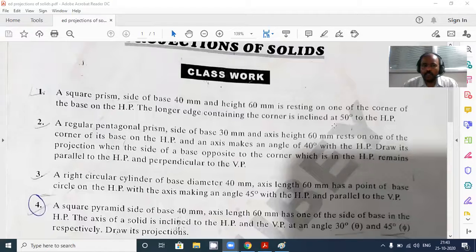Now I am sharing the screen again. Now let us see the sum. First sum: a square prism of side of the base 40 mm, height 60 mm, resting on the corner of the base on the HP. So let us see how it is resting. It is said that it is resting on the corner of the base.